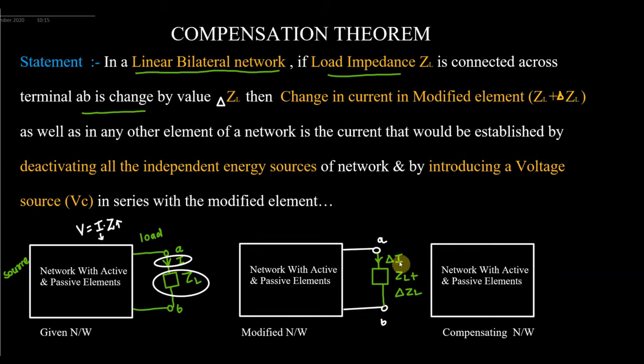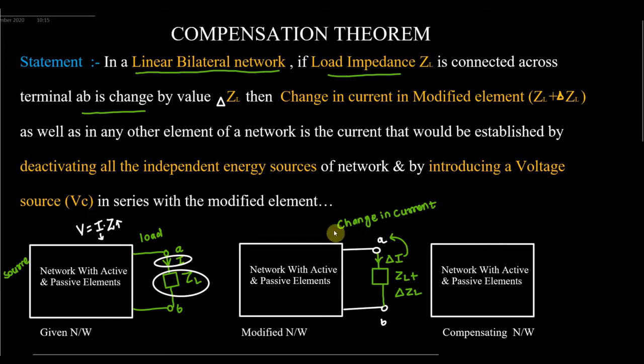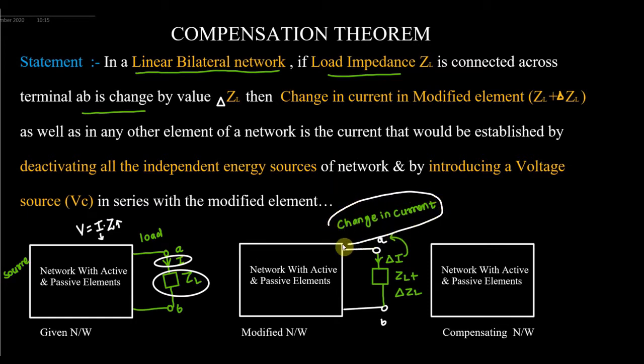So I will say this is delta I, which is called the change in the current. And why is this current changed? The current is changed because we have changed the load impedance. So if this type of situation comes in your network, that is, if your network is linear bilateral and the load impedance is changed by some value, then there is a change in current. How to determine this change in current is given by the compensation theorem.